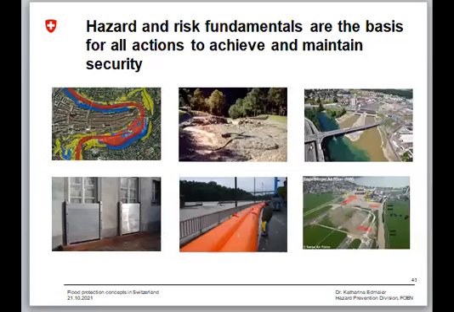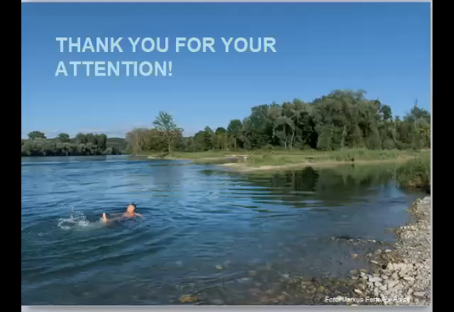The second main conclusion I want to make is to reiterate the importance of good hazard fundamentals. Protective measures can only be as good as the hazard and risk fundamentals we use for planning and for dimensioning. So I would like to stop with those conclusions.